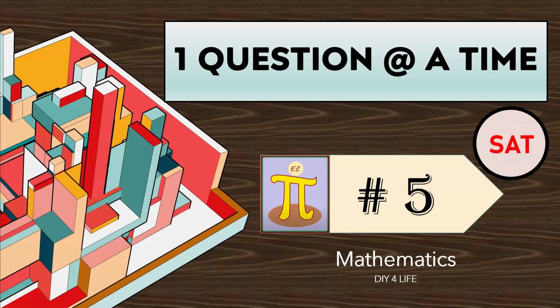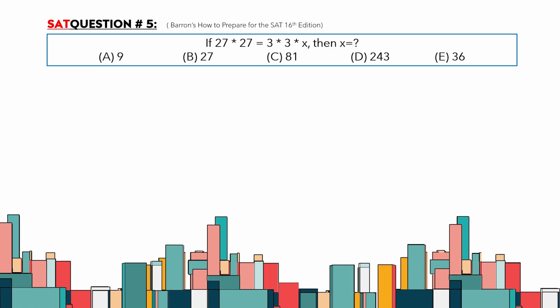Question number 5. If 27 times 27 equals 3 times 3 times x, then x equals? So we always choose the easiest way, the fastest way to solve a problem, especially in this test.